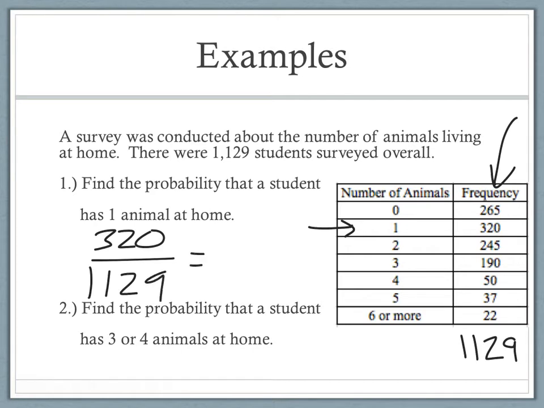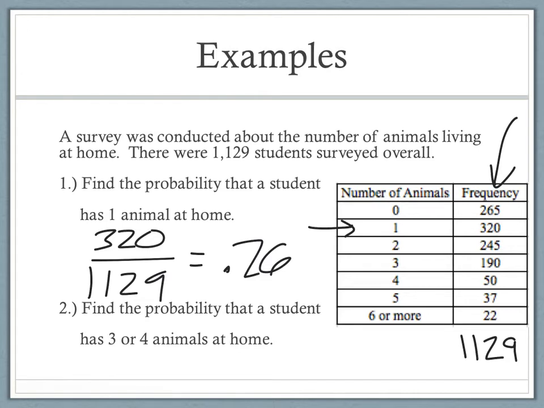I'm going to go ahead and do that as a decimal. 320 divided by 1,129. We get 0.260 something, so we'll just go with those two decimal places.